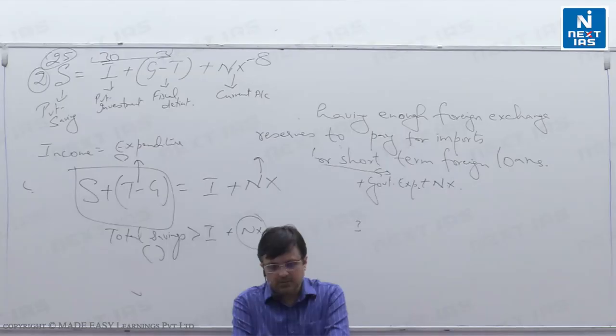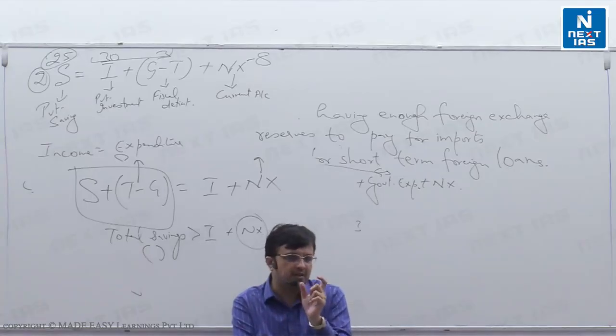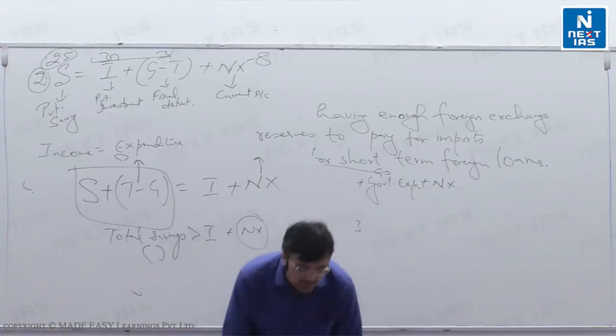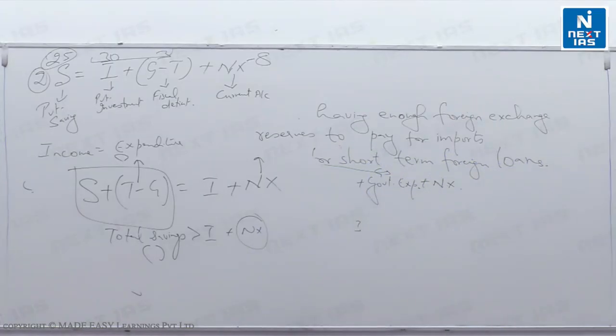Put a fourth point. The lenders' confidence was reduced further by one more factor. You write that as the fourth point. Very high short-term loans of the economy. Remember, short-term loans are loans which have to be paid back within 1 year.